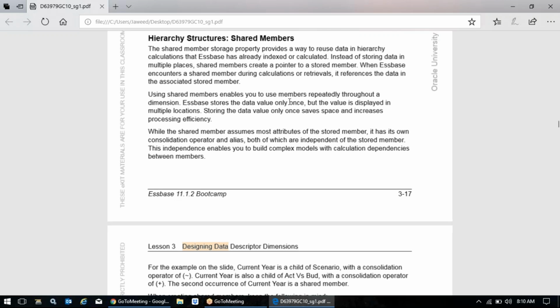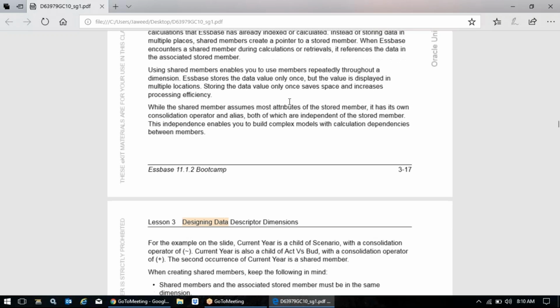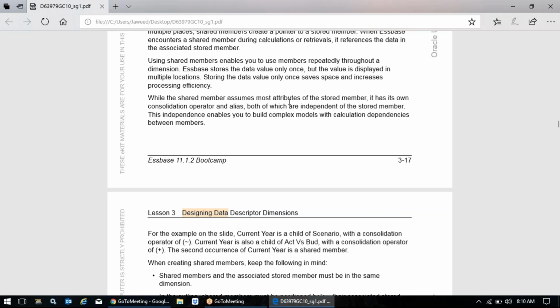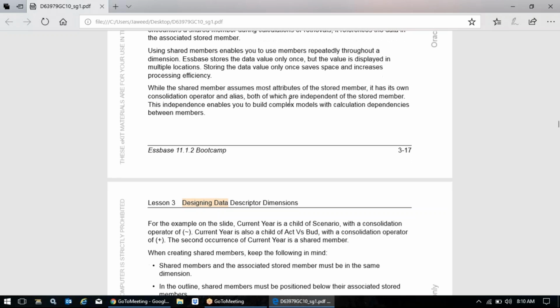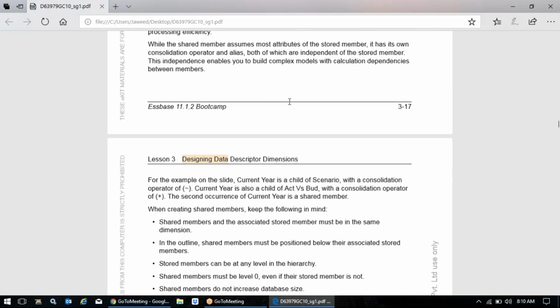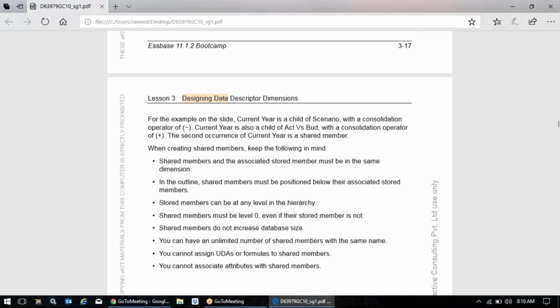When Essbase encounters a shared member during calculation, there are a few clauses actually. I'm looking for them. Yeah. It could be at any level in the hierarchy. I'm sorry, it could be at any level.